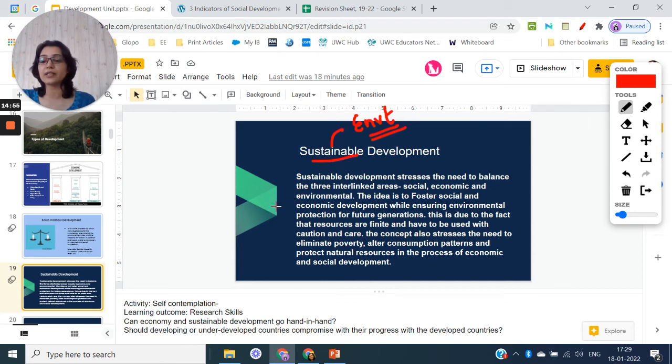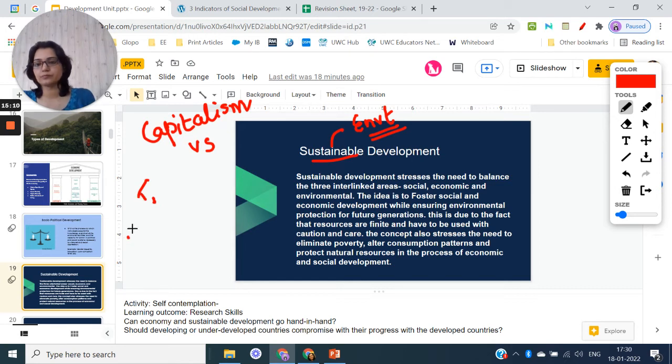Now think about whether the economy and sustainable development can go hand in hand. When you're thinking about this, you are thinking about two theories: capitalism versus environmentalism. All right, capitalism versus environmentalism. One example could be Brazil. All right, which path should it take, or which path should developing countries take?